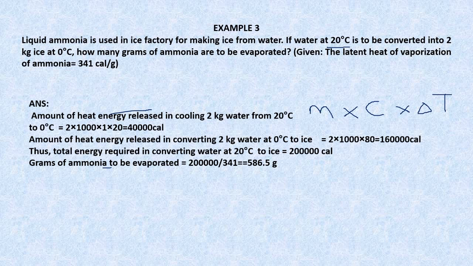So thus the total energy required in converting water at 20 degrees Celsius is 2 lakh calories, which is 1,60,000 plus 40,000. So how many grams of ammonia will be needed to convert water to ice? It will be 2 lakh upon 341. Why 341? Because it is the latent heat of vaporization of ammonia. So it will be 586.5 grams.